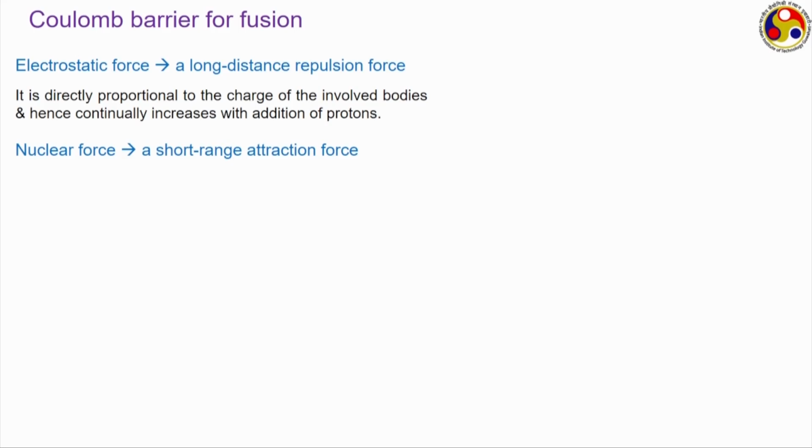Now, the electrostatic force is directly proportional to the charge of the individual particles and inversely proportional to the square of their distance, because if we use Coulomb's law of electrostatics, it can be written as F equal to Q1 Q2 by r square, where Q1 and Q2 are the electrical charges of both the involved particles and r is the distance between them. Nuclear force, however, is a short range attraction force.